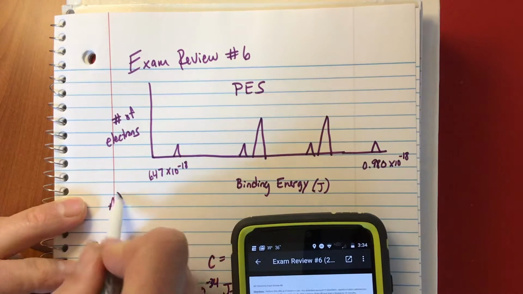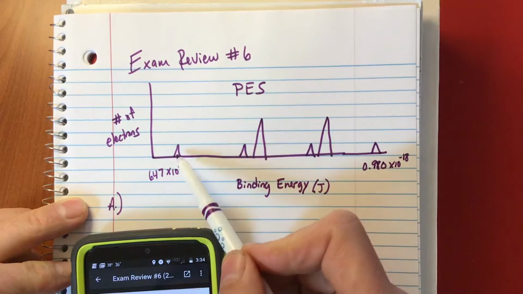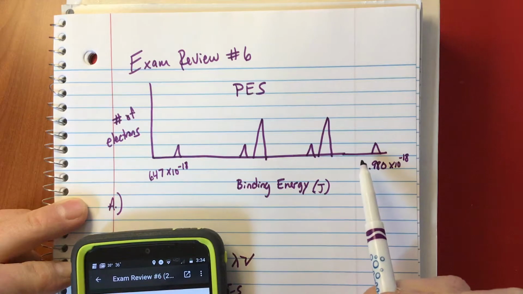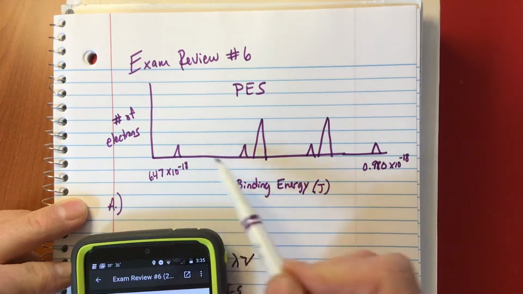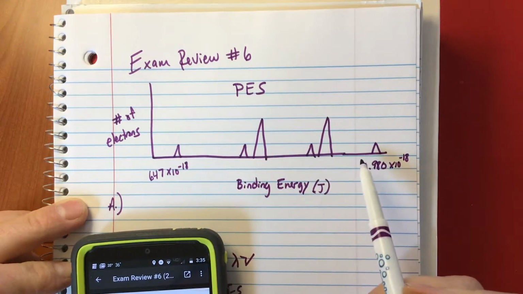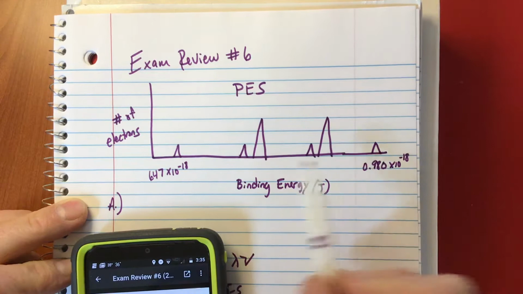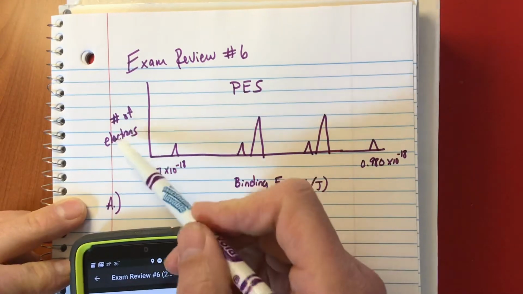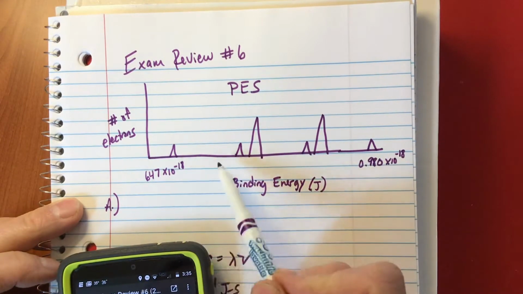So I'm noticing that there are 6 different signals here on our photoelectron spectrum, and each signal represents a sublevel within the shell of the atom. I'm also noticing the binding energy in joules is on the x-axis and the number of electrons is on the y. And I also noticed they labeled each of these.